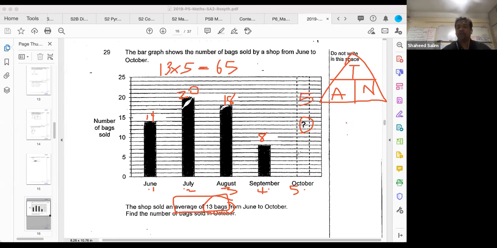That is very low down here. Somewhere down here. This is what you must understand, the concept. You must know that you can find the total. So find the total and then minus all the rest to find what's the last month. Okay, I hope you get it.